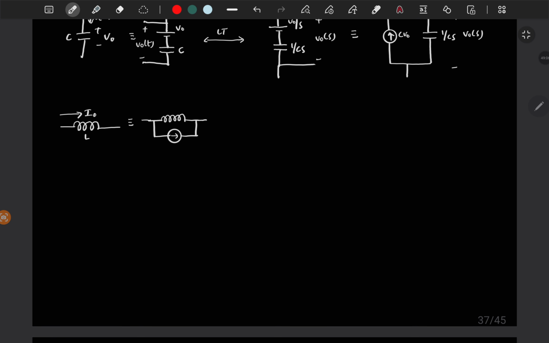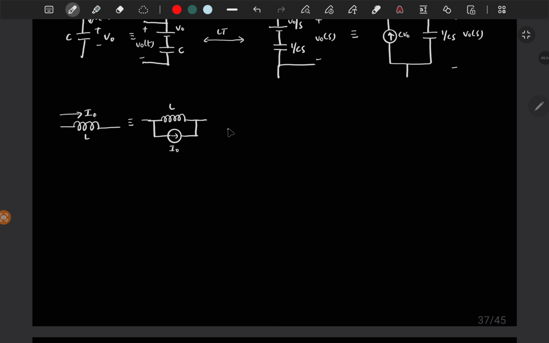So if you remember, at t is equal to 0 plus, we represent it as a constant current source, and the current source value is the initial current. So if this is I naught, then this is I naught. But this is for t greater than 0. At t is equal to 0 plus, this inductor will be open circuited, right? So you will get only a constant current.